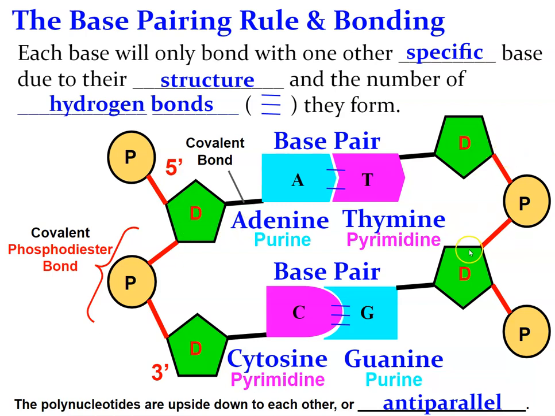But if we look over here, from top to bottom here, this is what we would call 5' to 3', going from top to bottom. But on the other side, from top to bottom is 3' to 5'. So they're upside down relative to each other. They're anti-parallel. That's what we call anti-parallel.